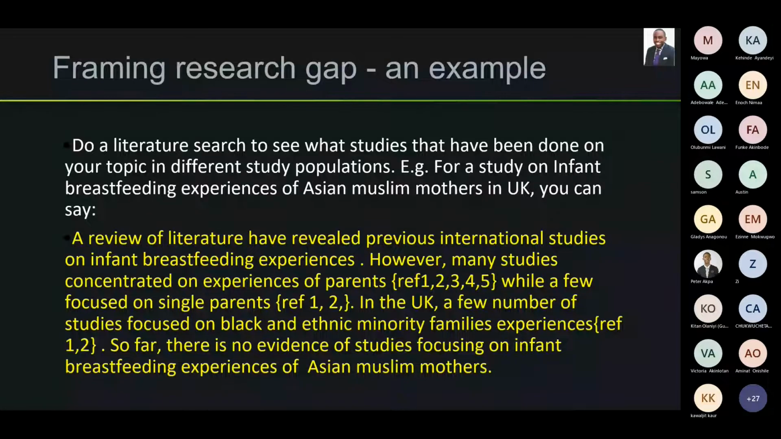And you have seen that some studies have approached it from one angle. But then in the UK, maybe only a few are focused on a particular group. And somehow, very few people have done a systematic review on that particular problem. That becomes the reason why you are doing your research.